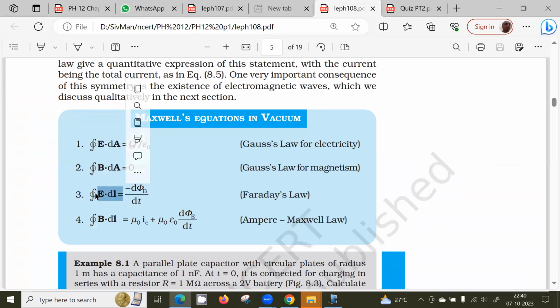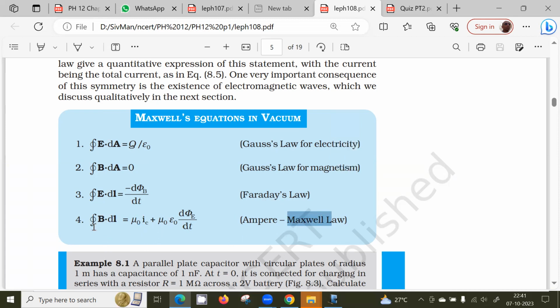This closed one is a closed path, and the other is a closed surface. Here also the equation has dl. This is Ampere's circular law. The first term is mu naught I C, and the Maxwell contribution is the second term. That's why it's called the Ampere-Maxwell law.